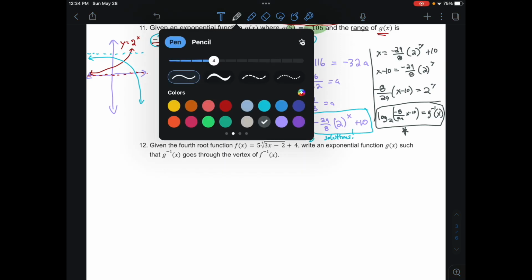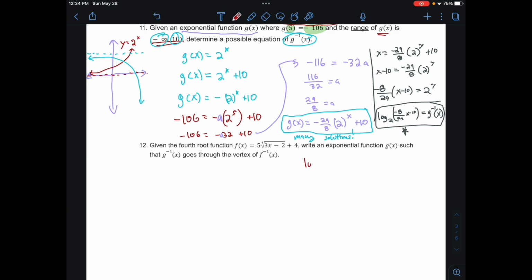Should probably check that. So if we check, we could say log base 2, negative 8 over 29. For x, I should plug in what was my output, right? We're trying to take an inverse function that takes our outputs and returns the original input for our original function. I also need parentheses in here. So negative 8 29ths times negative 106 plus 10 with the log base 2 is supposed to be equal to 5. Looks a little messy, but let's go for it.